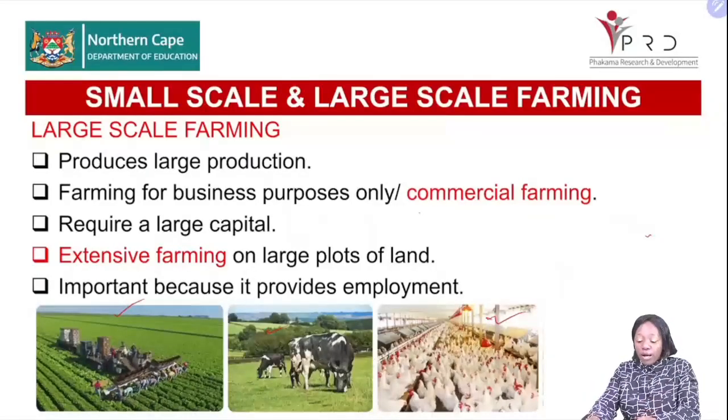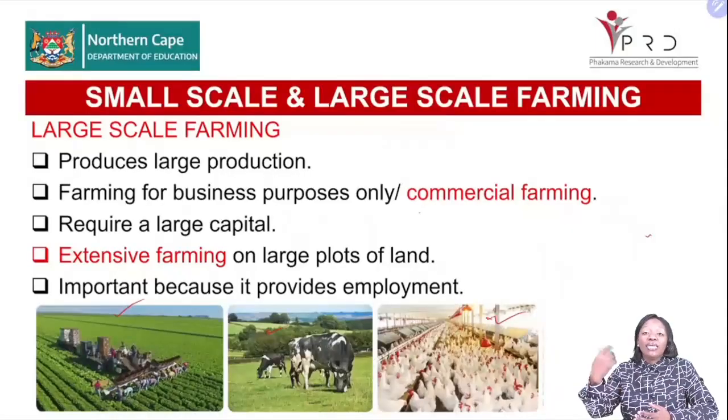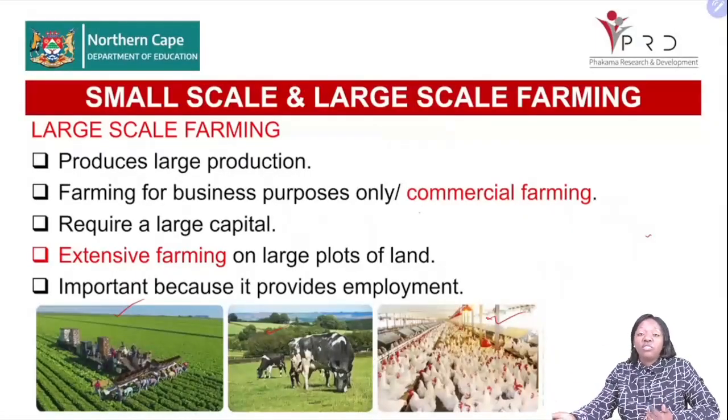If they are only focusing on the chicken farming, they can also have the chicken only. So they are focusing on one product at a time, and they are farming strictly for the business. What does it mean? It means as they are farming strictly for the business and they are producing a large production, they can be able to export into different countries. So as they're exporting into different countries, they will be able to earn the foreign income.